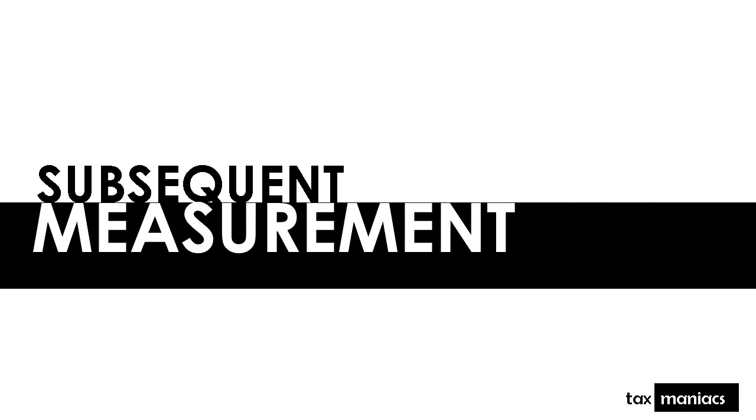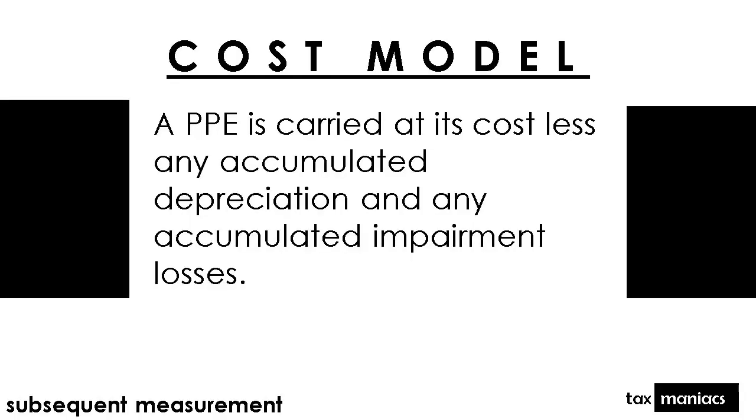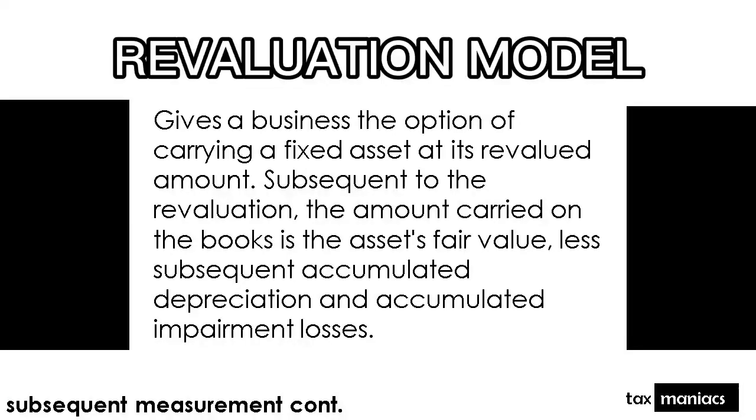Subsequent measurement. There are two types of measurement. A. The cost model: a PPE is carried at its cost less accumulated depreciation and any accumulated impairment losses. And B. Revaluation model, which gives a business the option of carrying a fixed asset at its revalued amount. Subsequent to the revaluation, the amount carried on the books is the asset's fair value less subsequent accumulated depreciation and accumulated impairment losses.